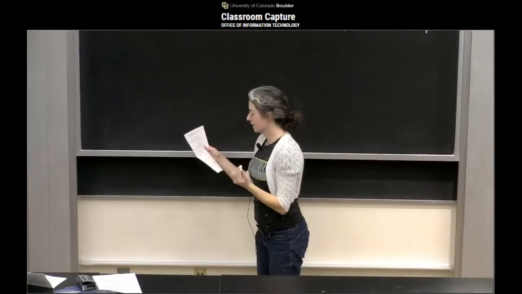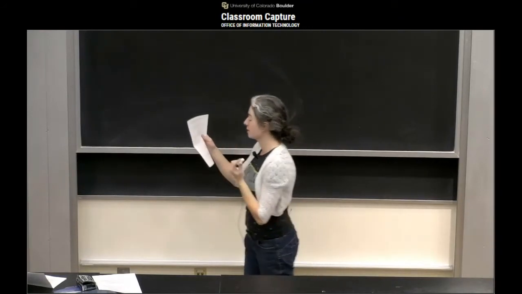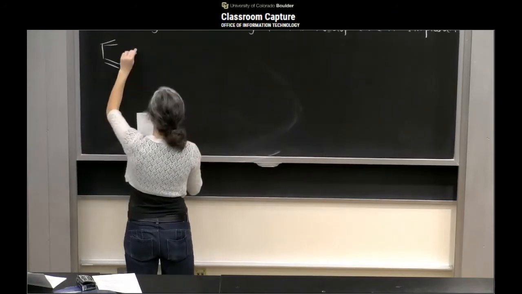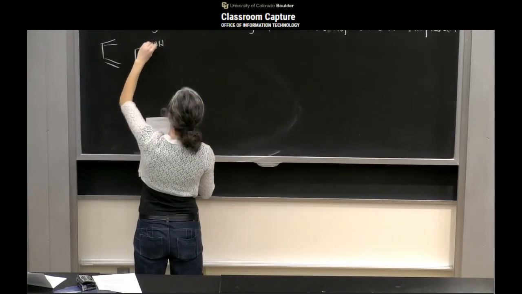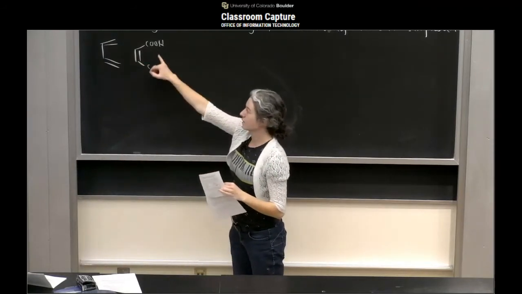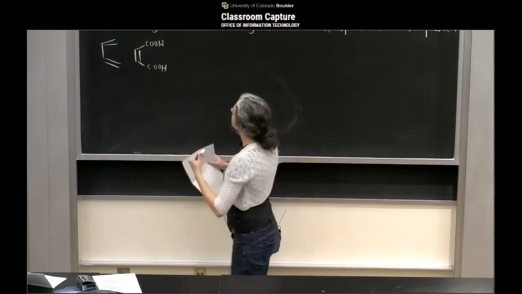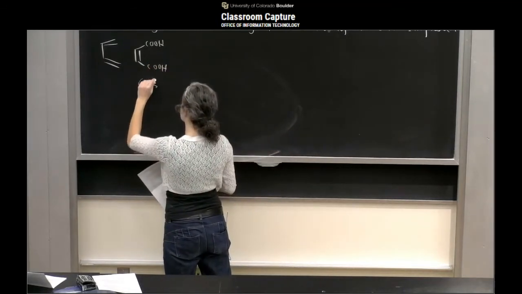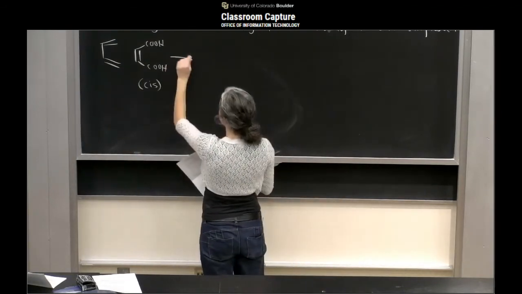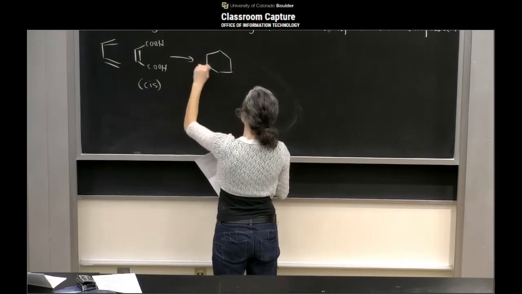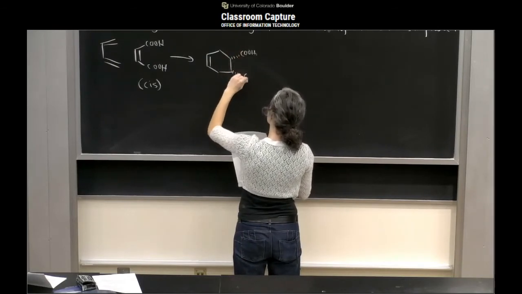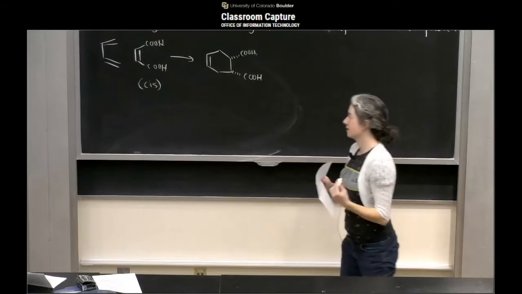Okay, and the same for if they're cis in the dienophile, they're going to be cis in the product. So if we're looking at something like this molecule, I've got two carboxylic acids that are cis to each other. Which means that when I do the addition, they better be cis to each other still.